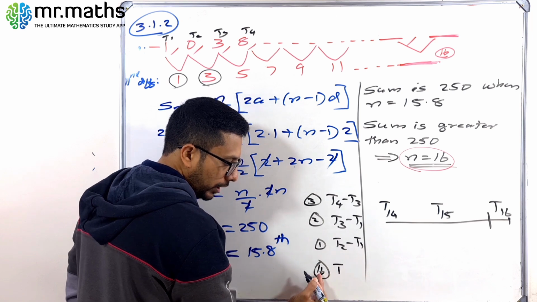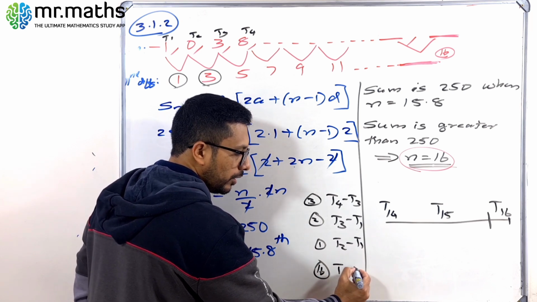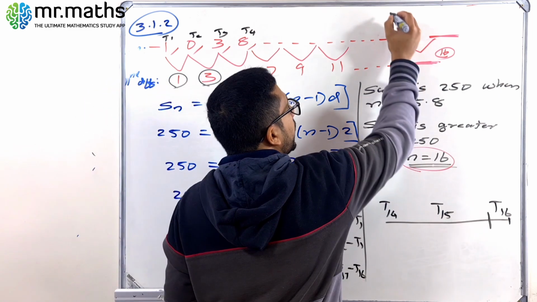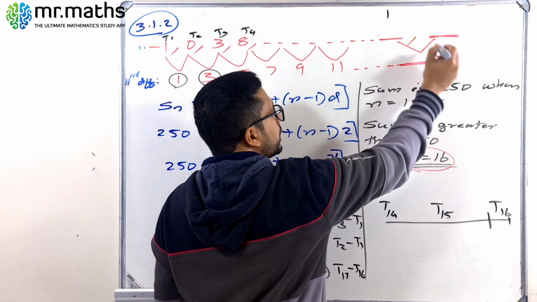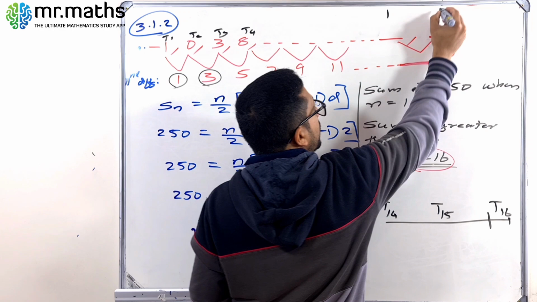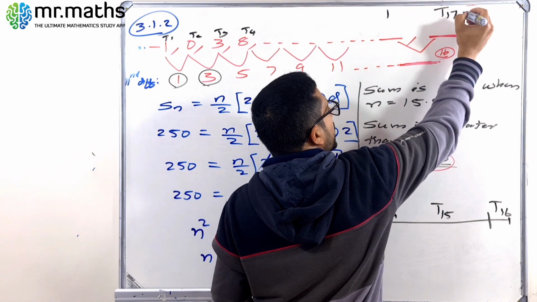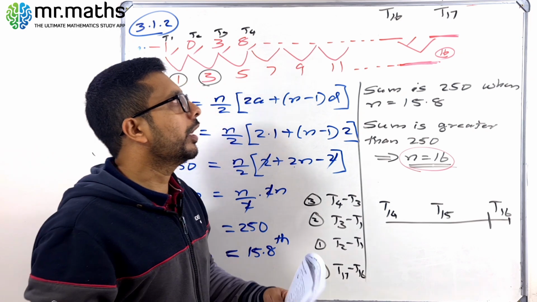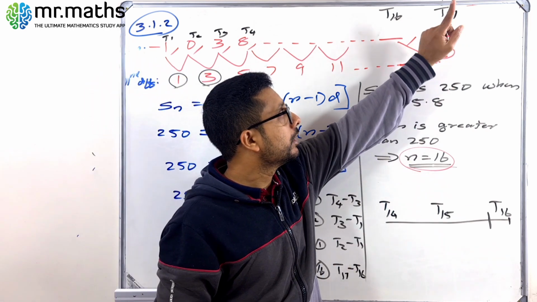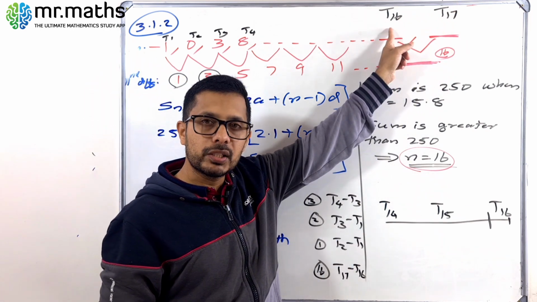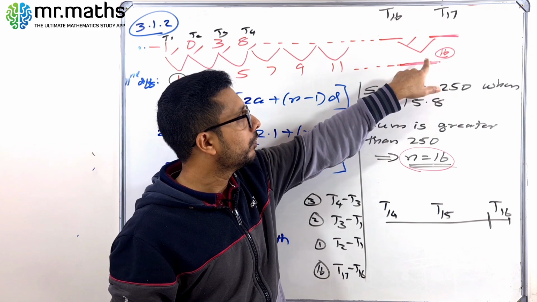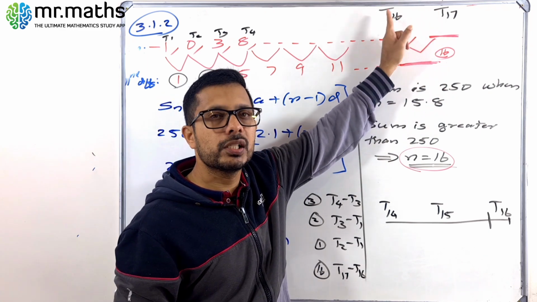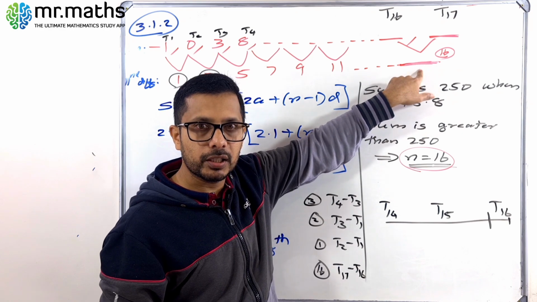T, one more than this. That means T17 minus T16. You understand? So it means that here this is the 16th term. Okay. So it means that here it is 17 and here it is T16. So when I subtract the 17th term and 16th term, that is the 16th term here. T17 minus T16 is the 16th term here.